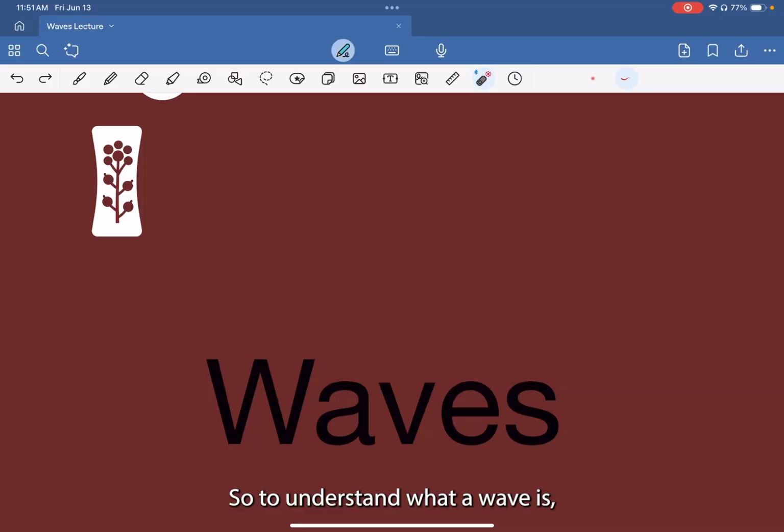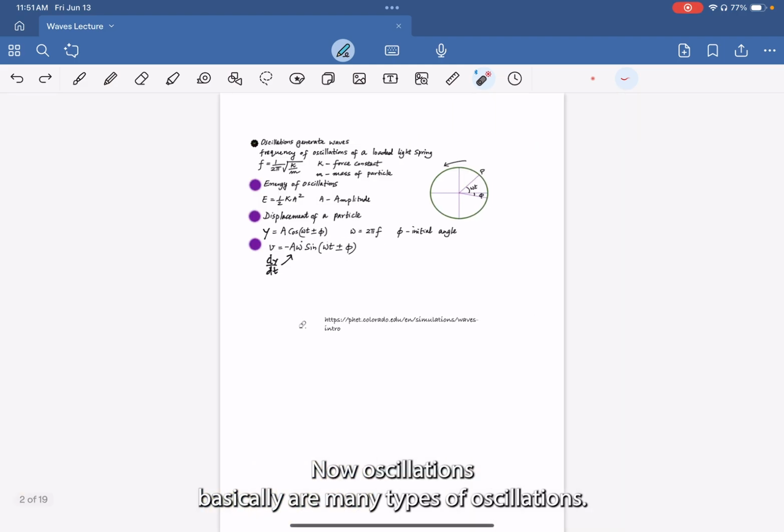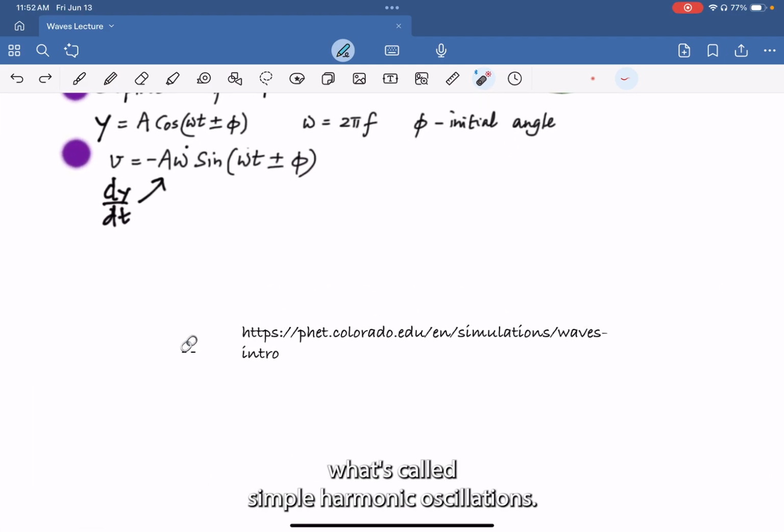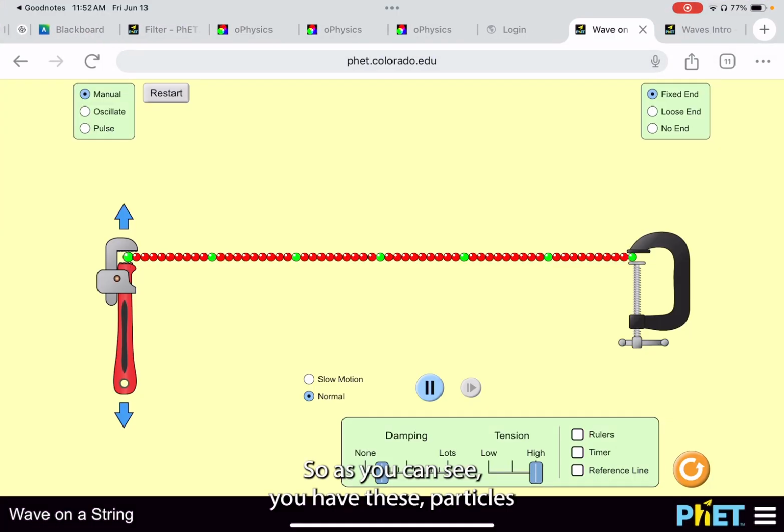To understand what a wave is, first you have to understand oscillations. There are many types of oscillations, but what you have to understand is what's called simple harmonic oscillations. As you can see, you have these particles represented by the green and the red beads. They are connected together in the form of a string.